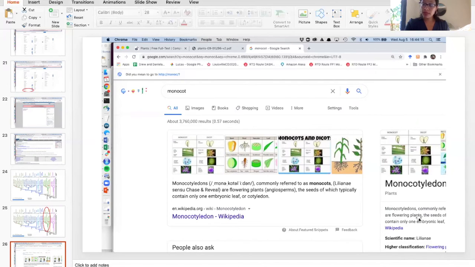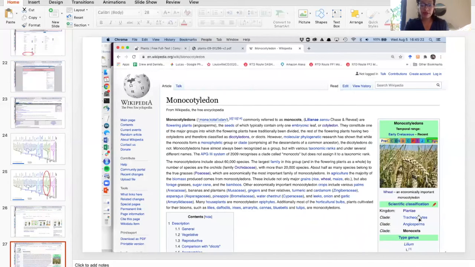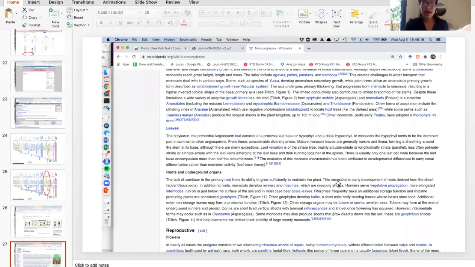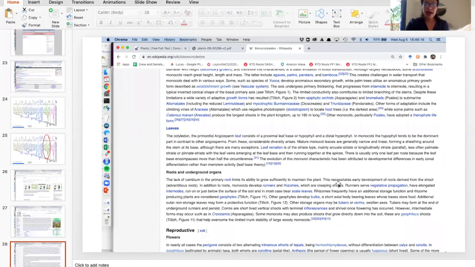So I go to Wikipedia, and this is what I find out. So, for example, the orchids are part of the monocots, the true grasses like rice, wheat, maize, corn, all of those are part of the monocots. And then I go to the leaves, and it says here, mature monocot leaves are generally narrow and linear, like my spider plant, generally narrow and linear.